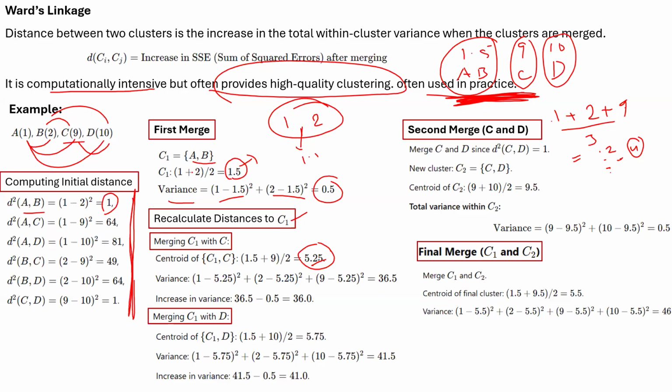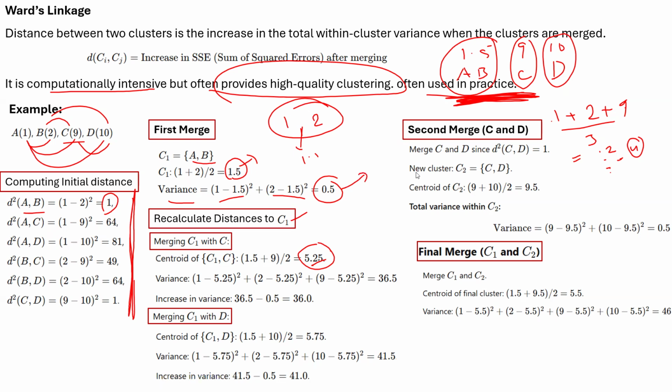So this is the first merge, right? As the distance between these 2 points is less, we calculated the variance in the data, which comes down to 0.5. So this is the first merge. Now when A and B are merged, we calculate the increase in the variance. This is recalculating the distances after the first merge.